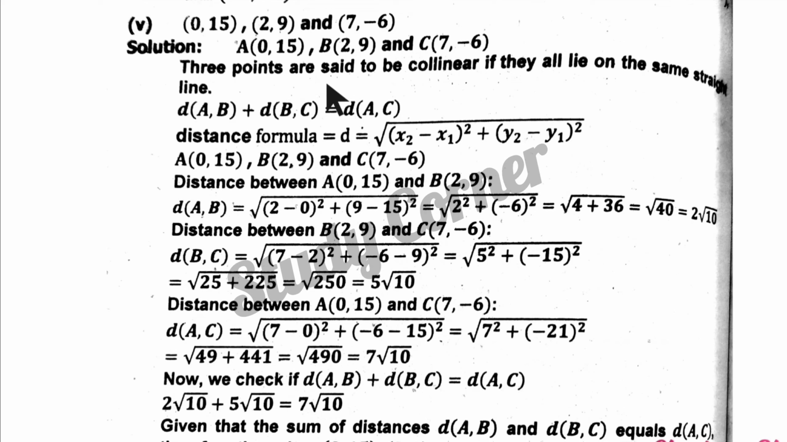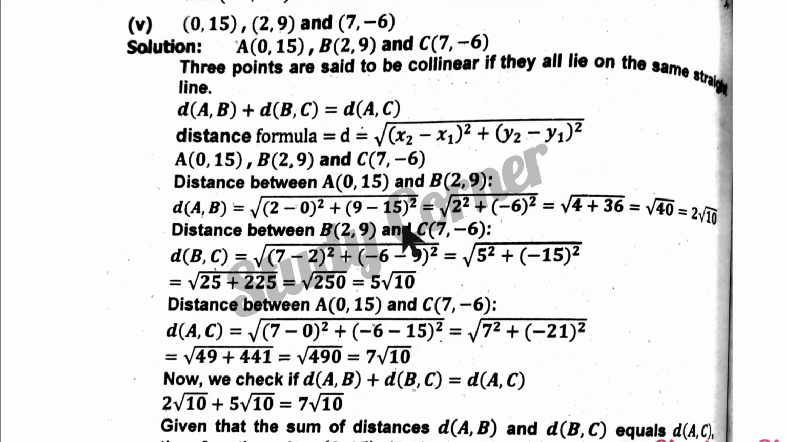As we know, these points are A, B and C. These 3 points are collinear if the sum of the distances AB and BC, if we add them, equals AC. Then it means these points are collinear. So by using the distance formula we have to find the distance between A and B. Let A be (x1, y1) and B be (x2, y2): the square root of (x2 minus x1) whole square plus (y2 minus y1) whole square, that is (2 minus 0) whole square and (9 minus 15) whole square.